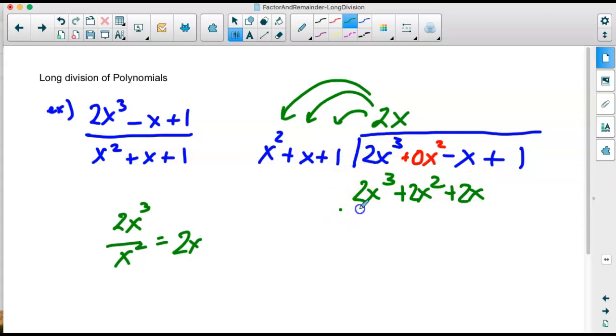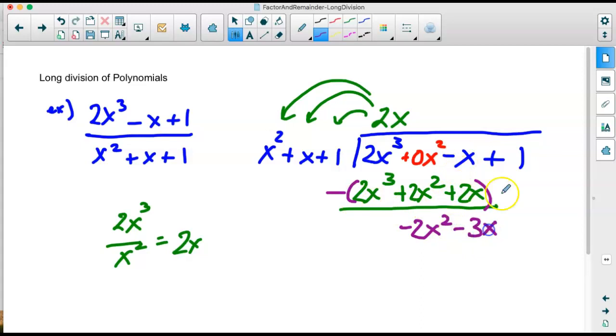Okay, now what we're going to do here is we subtract this. So this term is subtracted. And we write down what we have left over below. So these drop out. We have negative 2x squared, because it changes, it's 0 minus 2. A negative 1x minus 2x is negative 3x. And then this one doesn't have anything to subtract from, so there's a plus 1 there. So this is what the polynomial is left over after we divide by 2x.